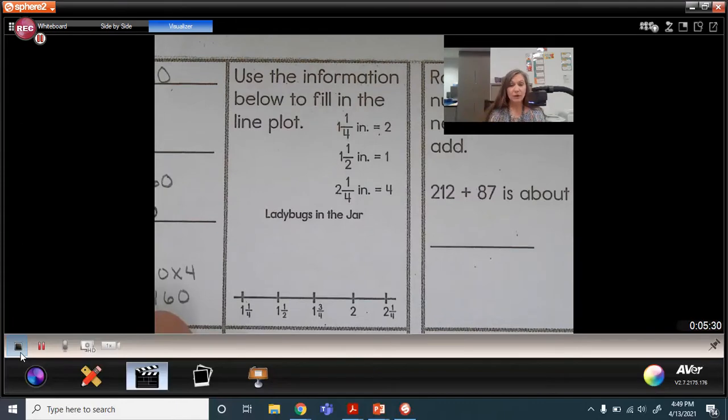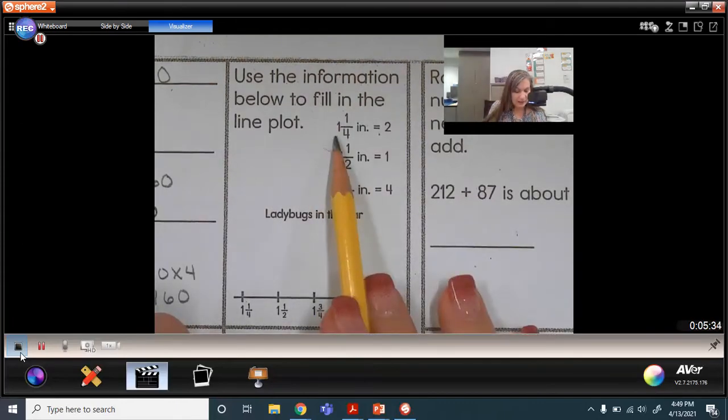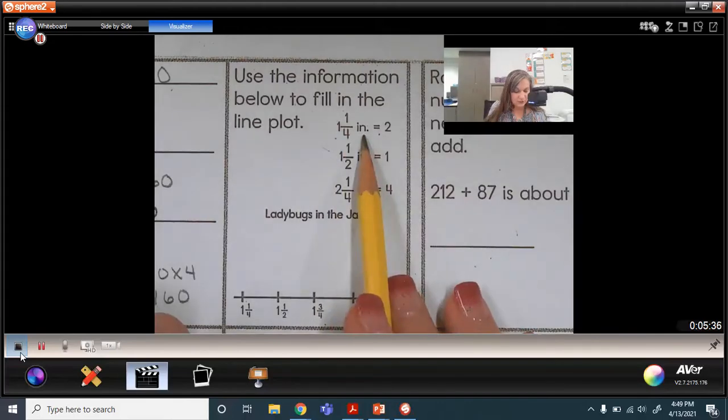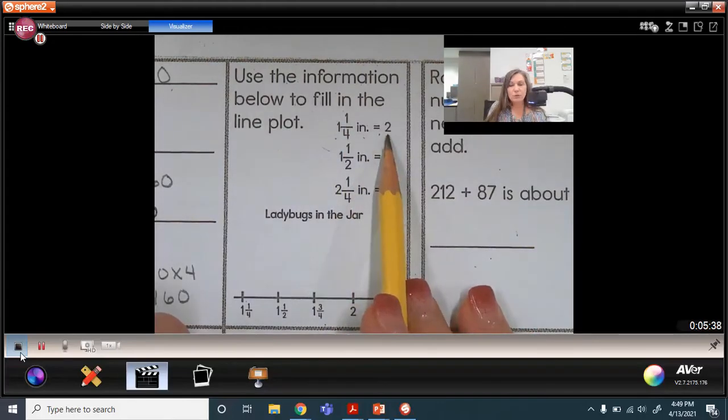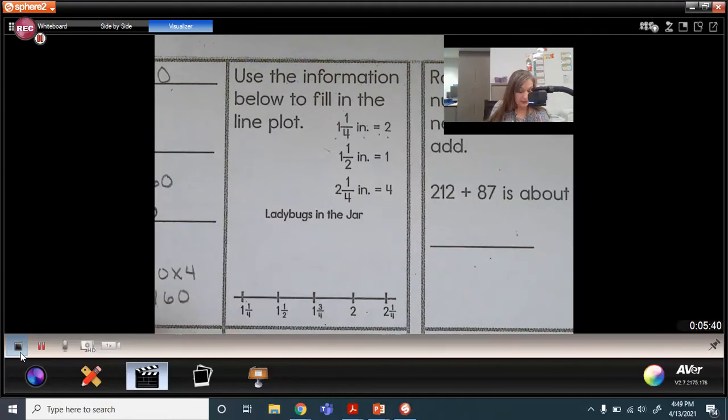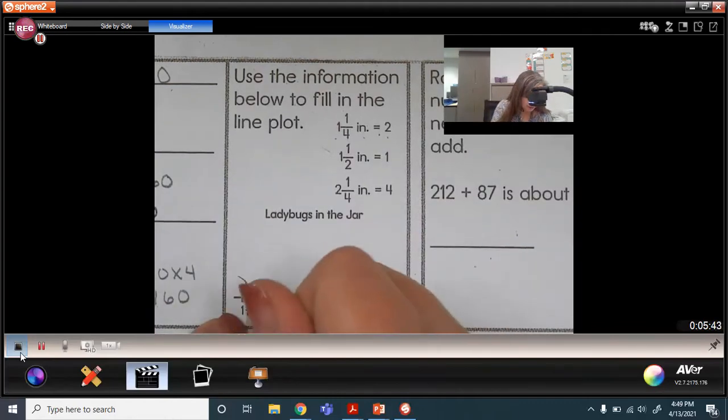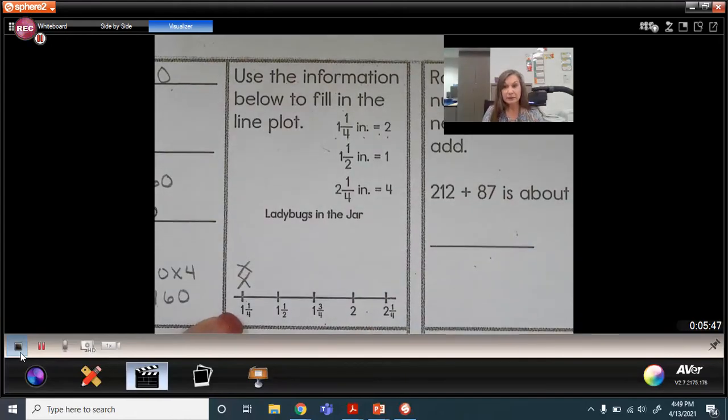But anyway, let's think about what we have here. So we have 1 1/4 inches, and there are 2. So maybe those are some big ladybugs, but maybe there's 2 ladybugs that are 1 1/4 inches. Giant ladybugs. I don't want to run into one of those. All right, let's take a look at the next.